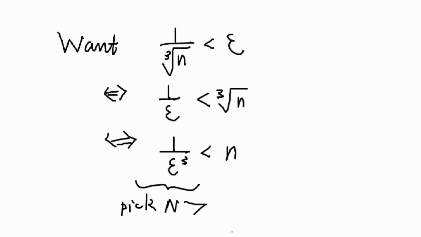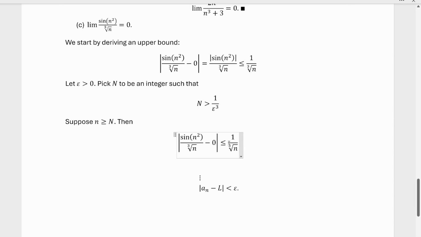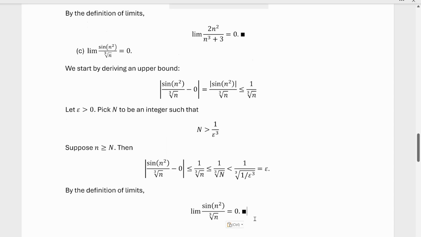Let's write the formal proof. Now suppose little n is greater or equal to big N, then copy down this upper bound. We have that the upper bound is less than or equal to 1 over the cube root of big N. And since big N is greater than 1 over epsilon cubed, the right-hand side is less than epsilon. And this marks the end of our proof.